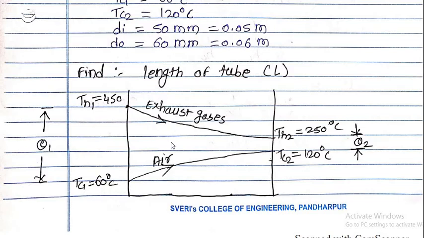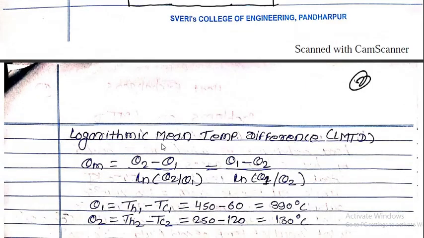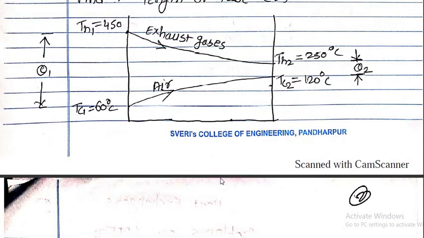Okay. So in case of a parallel flow, we know that the logarithmic mean temperature difference, that is LMTD, can be written as theta m is equal to theta 2 minus theta 1 divided by ln of theta 2 divided by theta 1. Or also we can write this equation as theta 1 minus theta 2 divided by ln of theta 1 divided by theta 2. Here, in case of a parallel flow heat exchanger, we need to consider theta 1 equal to Th1 minus Tc1 and theta 2 equal to Th2 minus Tc2.